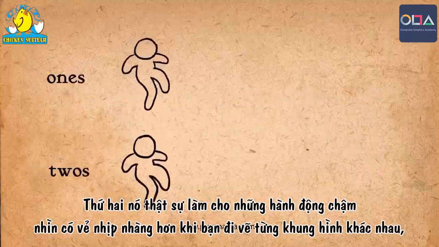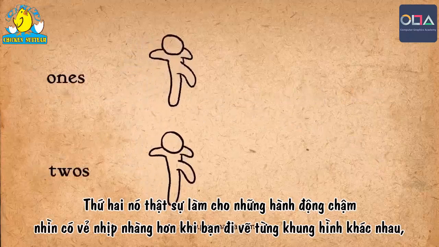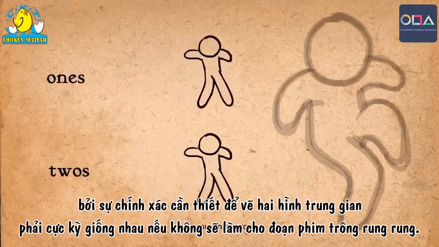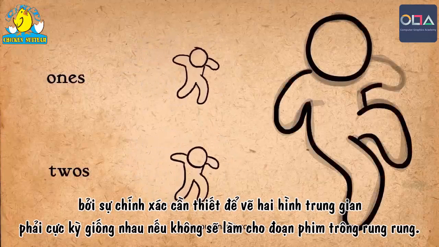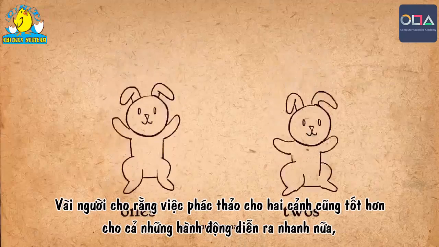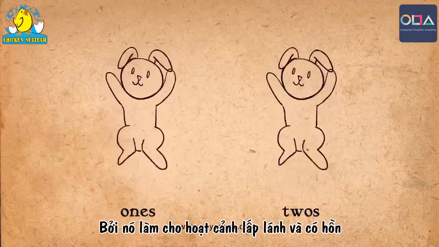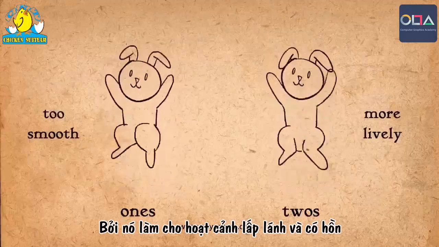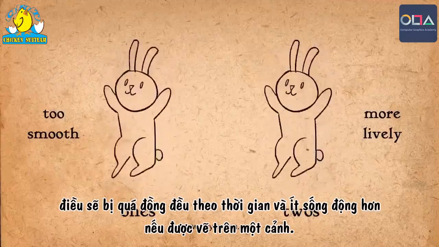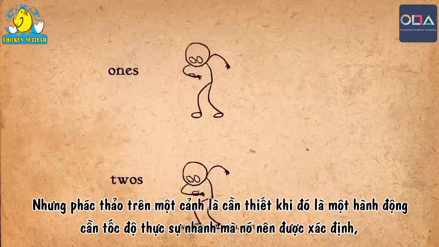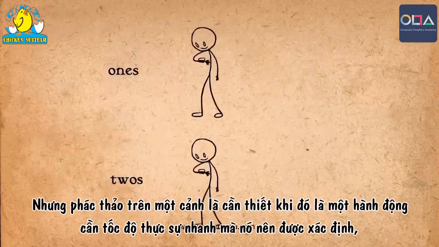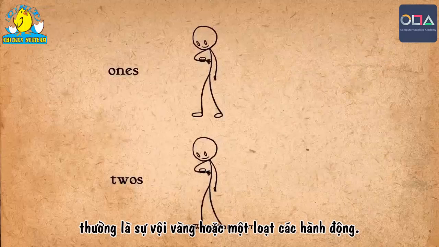Second, it actually makes slow actions look smoother than if you were to draw every frame, because the precision needed to draw in between 2 very close drawings can lead to the animation looking jittery. Some would also say that drawing on twos is better for fast actions as well, because it gives a sparkle and spirit to the animation that would otherwise be too evenly timed and less lively if it were drawn on ones. But drawing on ones is necessary when there's a very fast action that needs to be read, often a scramble or a flurry of activity.